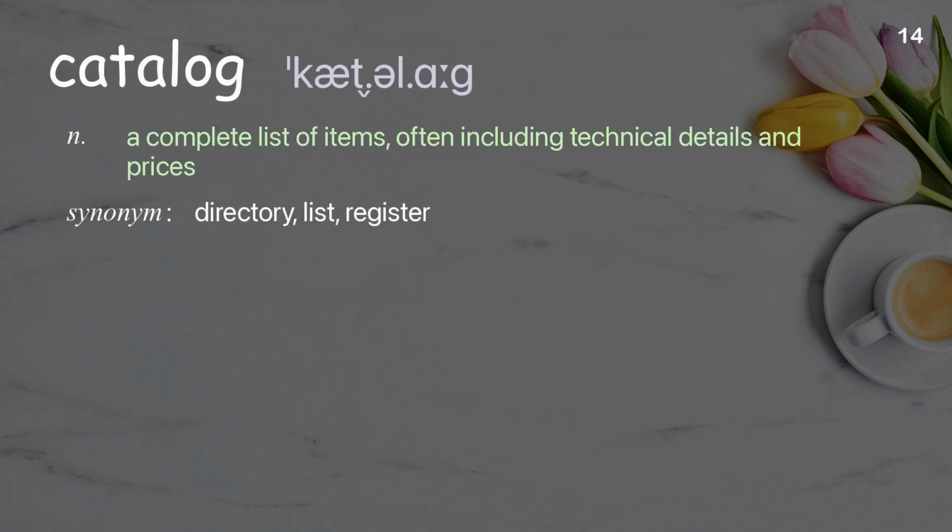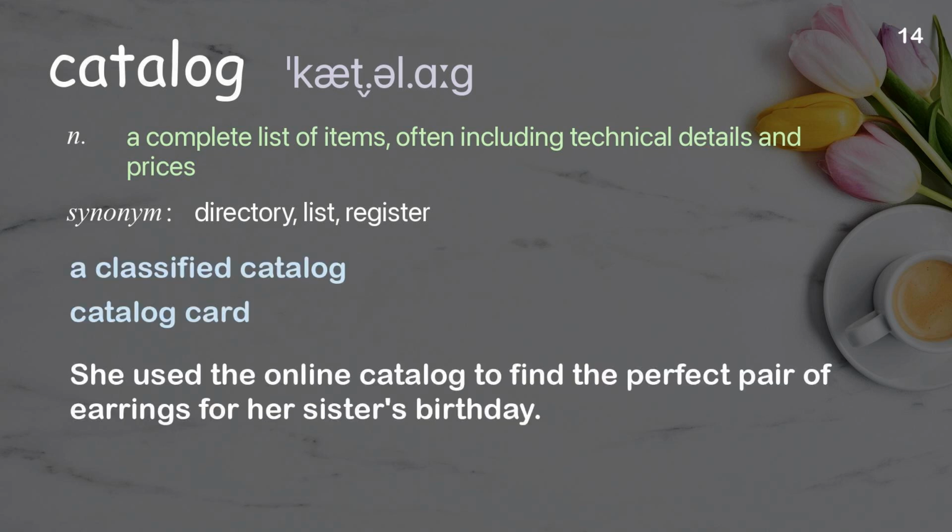Catalog. A complete list of items, often including technical details and prices. Examples: A classified catalog. Catalog card. She used the online catalog to find the perfect pair of earrings for her sister's birthday.